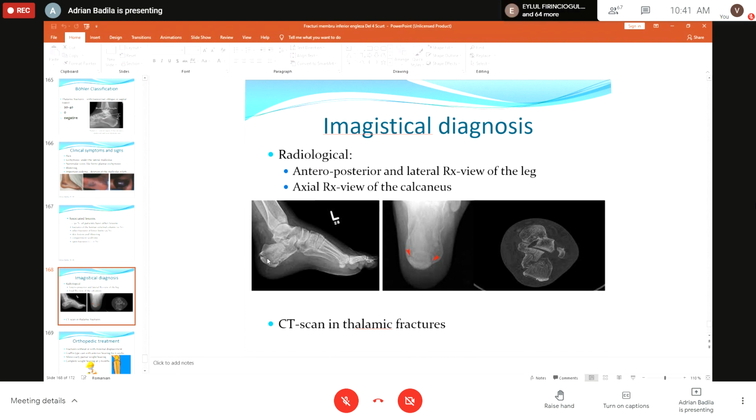On the left, we have a type 2 fracture in the Böhler's classification because all the 3 points are located on the same line, are collinear. And in the Essex-Lopresti classification, it's a tongue type fracture because the primary line is almost vertical and the secondary line goes posteriorly and it leaves the calcaneum here on its posterior aspect.